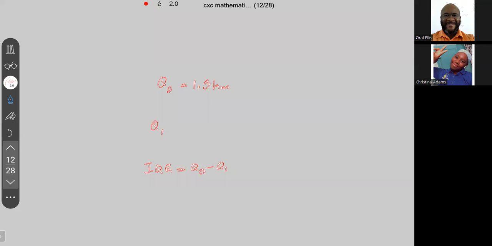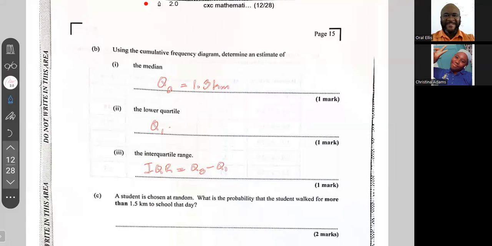So to the other page, Q1 is 0.9 kilometers. IQR is Q3 minus Q1, which is equal to 1.55 minus 0.9. The IQR, which is the interquartile range, looks as if it is 0.65 kilometers. The IQR is 0.65 kilometers.